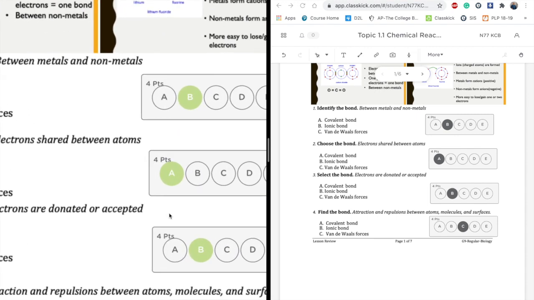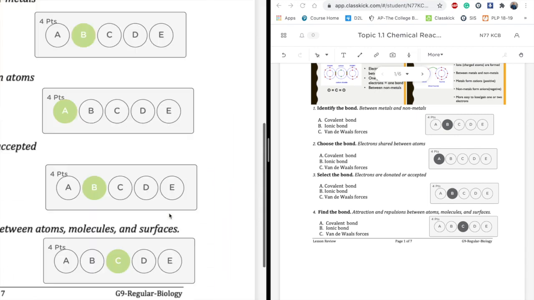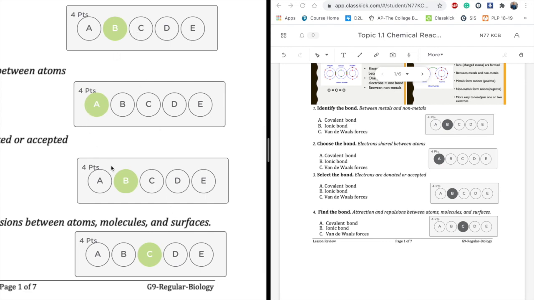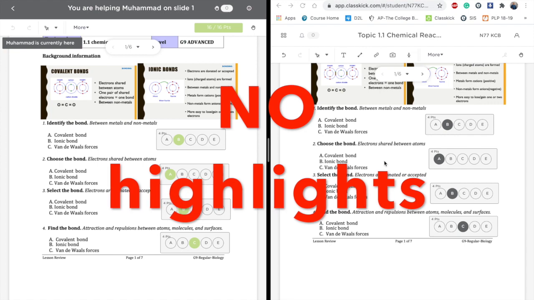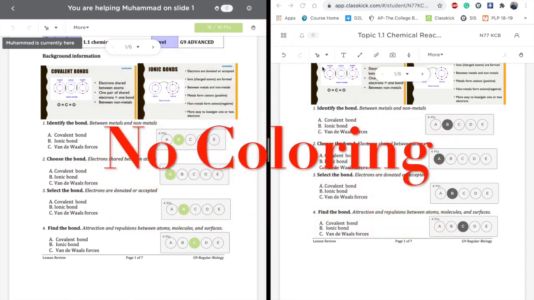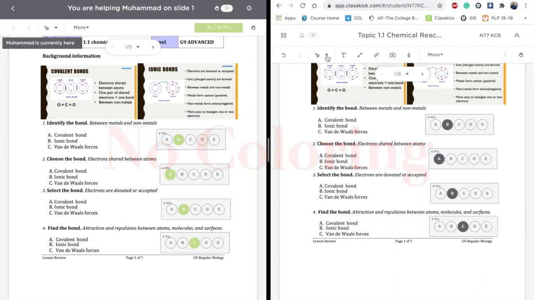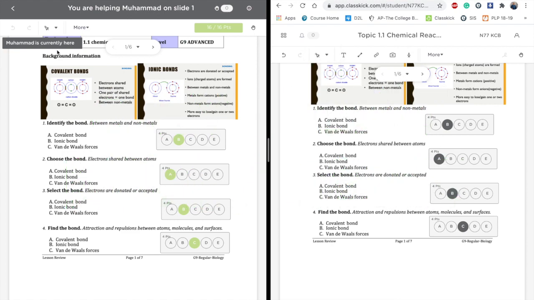That's the most important thing that you have to notice, that the teacher will see marks only if you select the answers like this. Please don't select as highlight, don't select as coloring. Just go here on the right side right now, go here on the select mode, take the select mode and do it. Now let us see when Muhammad moves to another page.